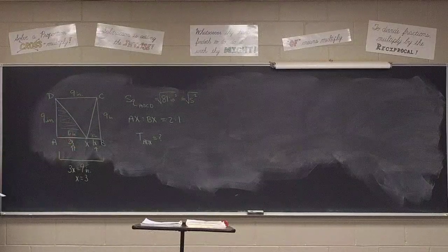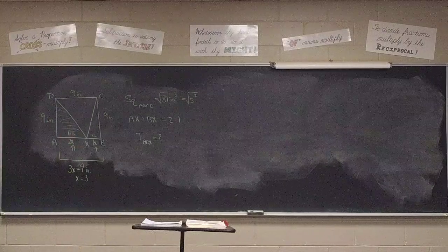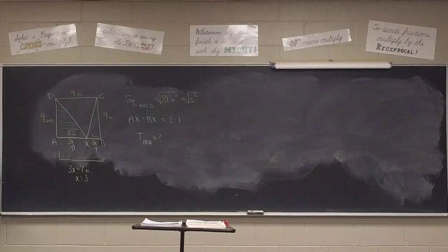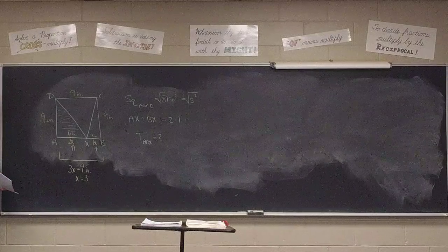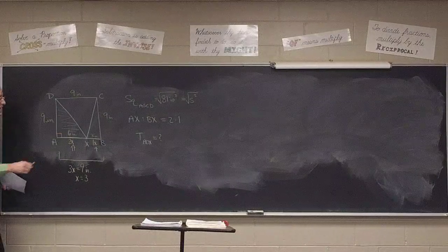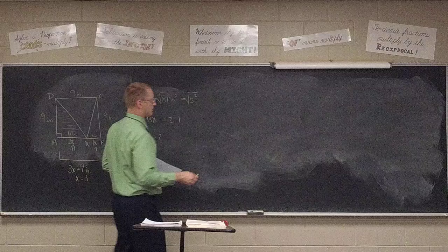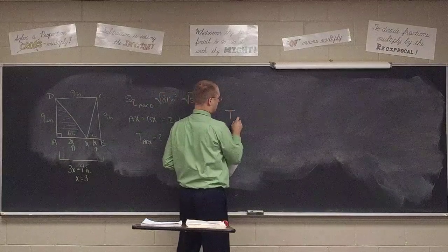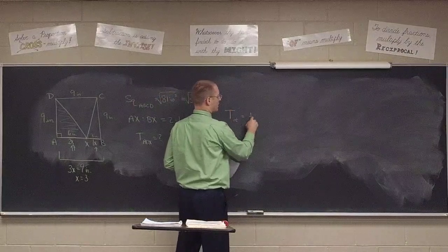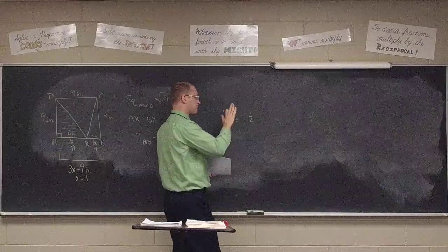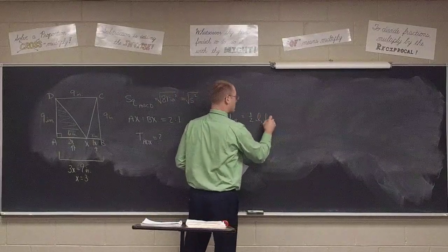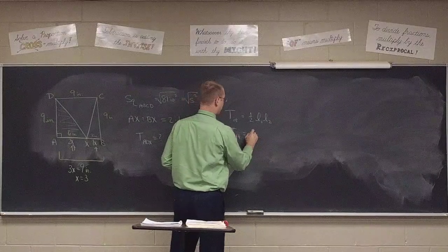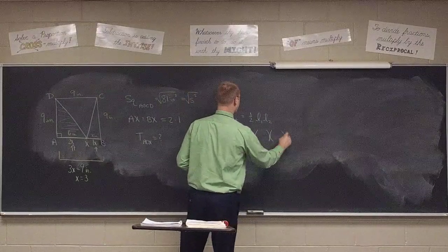Now, ADX isn't just any triangle. ADX is specifically, Ethan, given that it's inside a square, a right triangle. It's a right triangle. And how do we find the area of a right triangle, Ethan? BH. Well, any triangle's BH, but more specifically, a right triangle would be half leg 1, leg 2. Well, that works out pretty nicely here because, Ethan, how big are the 2 legs?